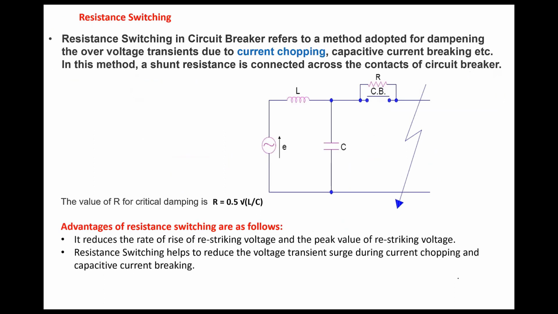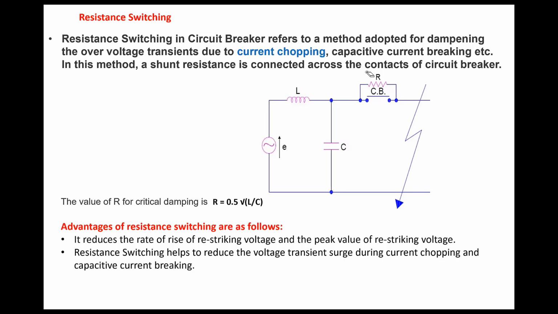The last concept in circuit breaker is resistance switching. Here, to reduce the transient voltage that is developed across the circuit breaker poles during current chopping, we are connecting one resistor in parallel with the circuit breaker poles during the arcing period.